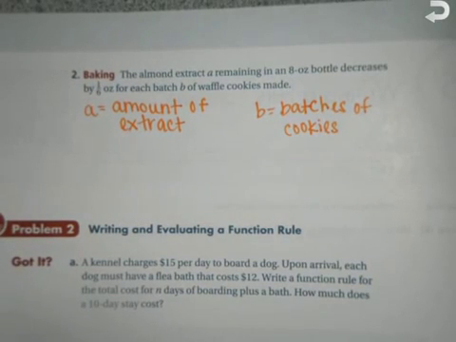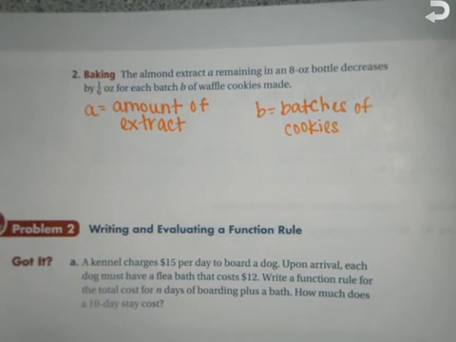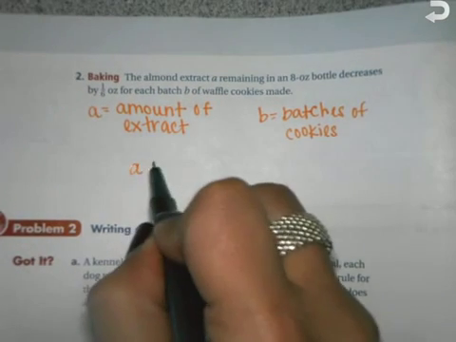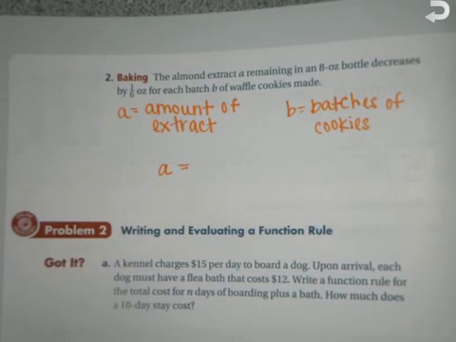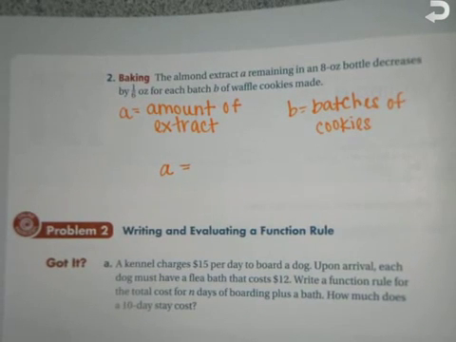What am I setting everything equal to? Which one is the dependent variable? Bisman, what is our dependent variable? What do we set everything equal to? The dependent. Okay, so we start with A equals, right? Okay. All right, guys, what's the initial value in the bottle? How much do we start with?